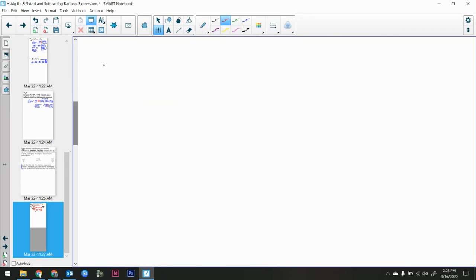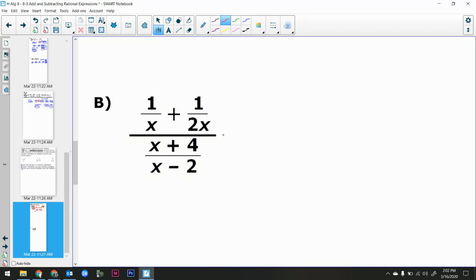Okay, let's try one more of those. Okay, so what does this equal? That equals 1 over x plus 1 over 2x divided by the whole thing, right? Divided by x plus 4 over x minus 2.